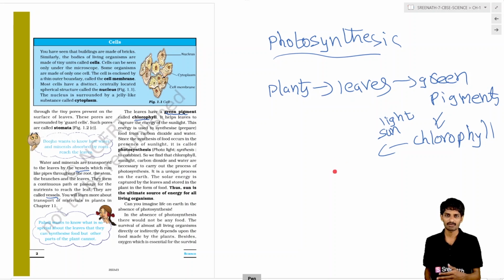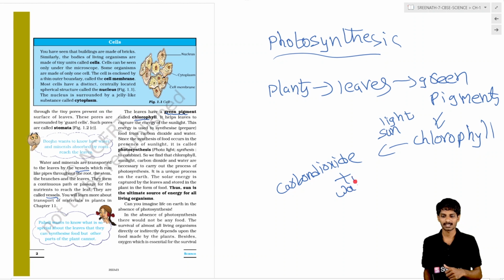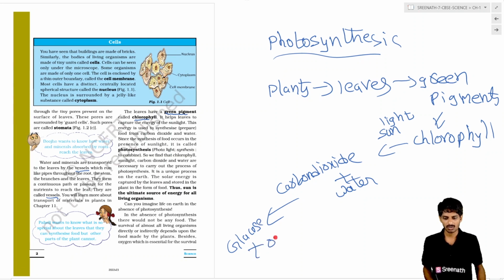You didn't know the formula of carbon dioxide because you were in a lower class, so we will write it as carbon dioxide plus water. The chlorophyll captures the light energy, takes the carbon dioxide and water, and prepares the food, which is called glucose or starch. In addition to it, it gives oxygen and water. So this is called photosynthesis.